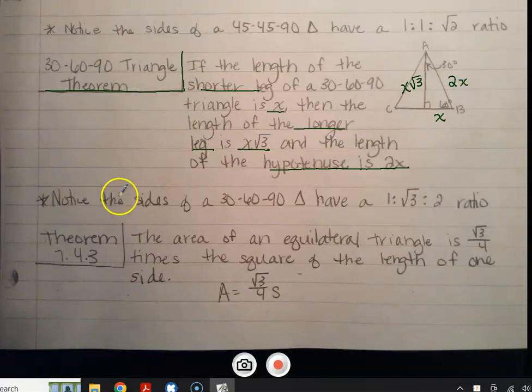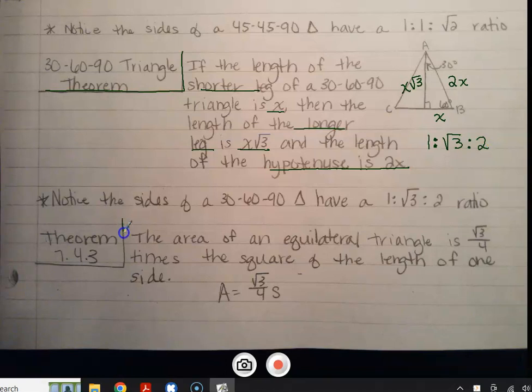All right, so here, notice the sides of a 30, 60, 90 triangle have a 1 to the square root of 3 to 2 ratio. So these are the 1 for the shortest side, the square root of 3, and 2. Okay, we're going to apply that on the back.